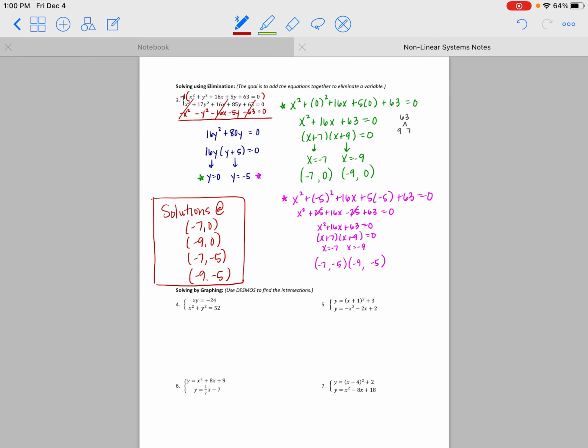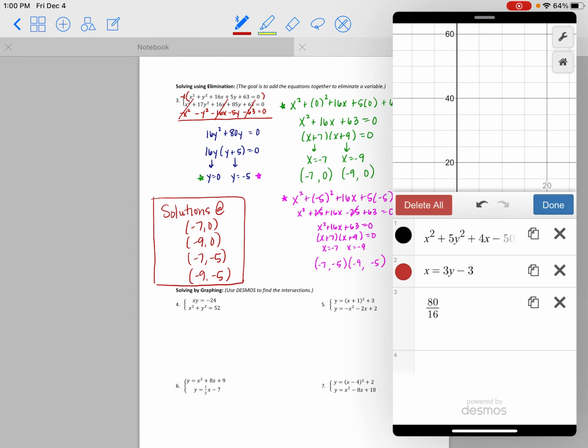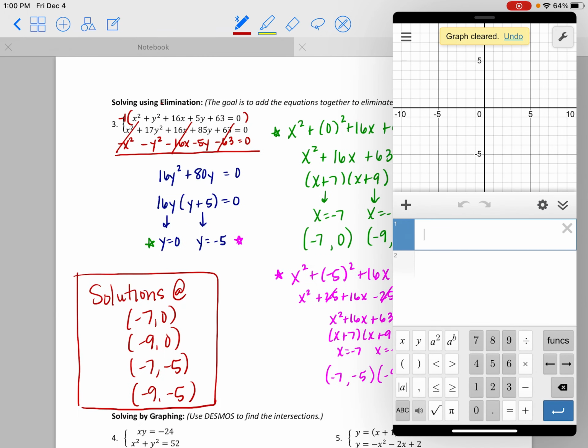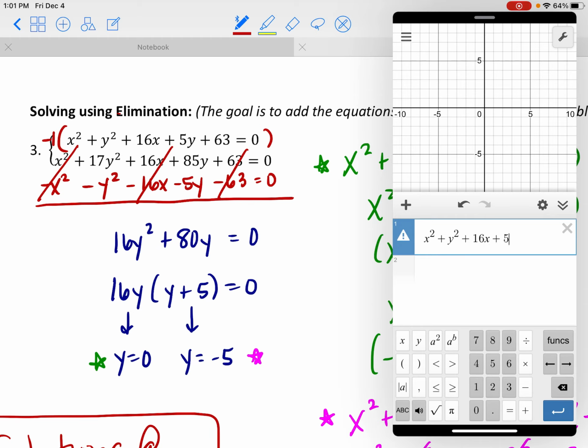So let's confirm that. We're going to get some crazy looking graphs. These are pretty crazy looking equations, right? So x squared plus y squared and plus 16x plus 5y plus 63.